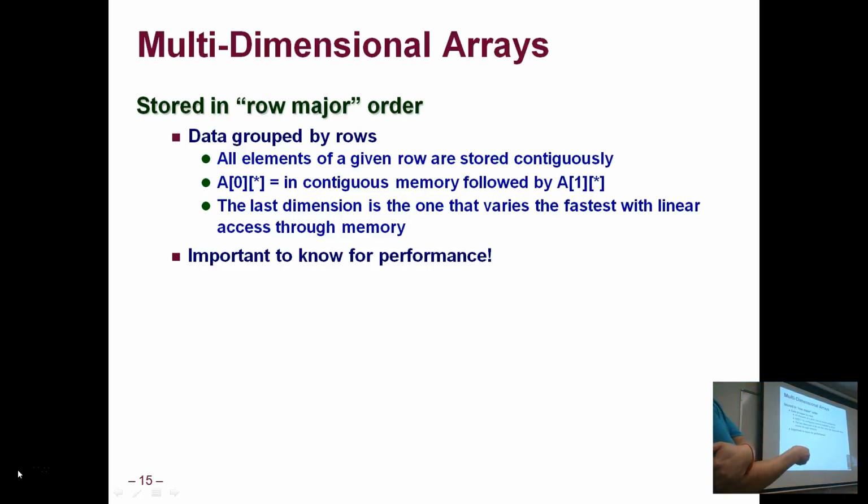It's important to note that the last dimension, the far right one, is the one that varies the fastest with linear access through memory. As you are sequentially going through memory, your rightmost index is the thing that's being incremented all the time. So does that mean that you could take an array, let's say it was really big, and treat it like a two-dimensional array? Yeah, you can. The first thing is cast as a pointer, and then you do it that way.